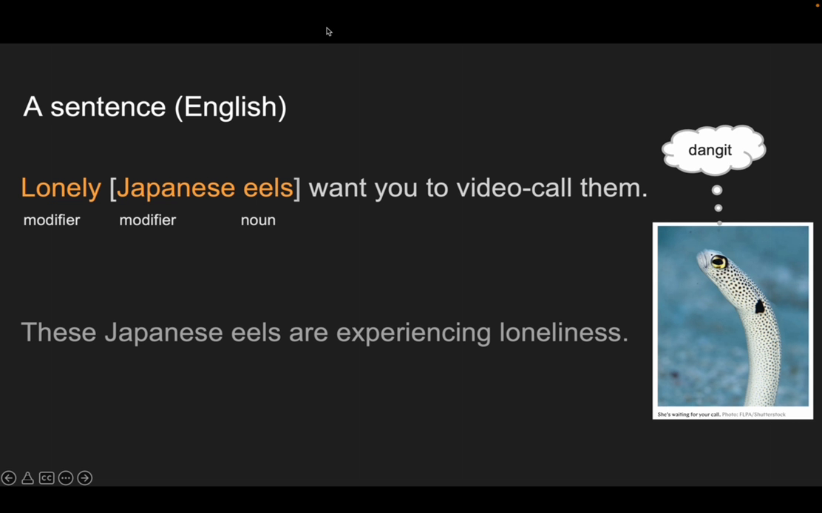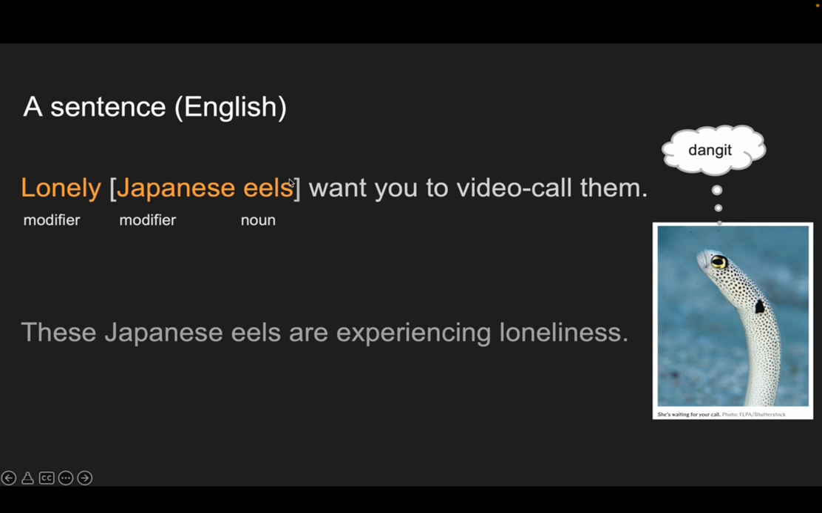So I don't know if you have a sense as an English speaker whether you could say the sentence with those two modifiers in the other order, Japanese lonely eels. To me, that sounds weird. It's maybe not completely ungrammatical, but it feels like it's not exactly English to say Japanese lonely eels. And it feels like it also means something slightly different than lonely Japanese eels, right? I don't know. I don't know if you get that. They're Japanese eels. They're lonely.